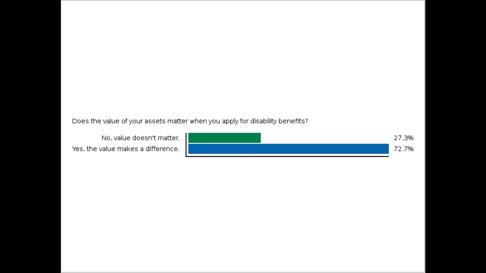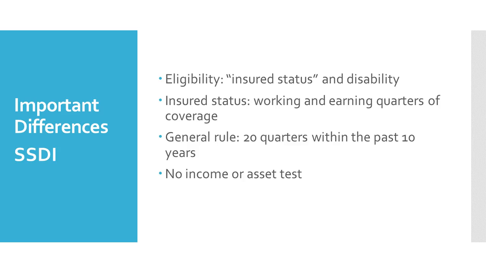And it depends on the program. For Social Security disability benefits, which is that insurance program I described, your assets and your income not from wages or earnings does not matter. You just have to show that you are disabled within the meaning of the law. For SSI, your assets do make a difference, and there is an asset limit. And if you're over that asset limit, you won't be eligible for benefits.